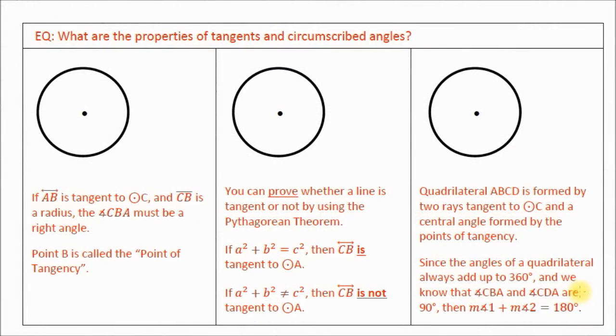Alright, this video is dealing with the properties of tangents and circumscribed angles. This is section 2 in your flipbook, bottom flap of section 2. Essential question: what are the properties of tangents and circumscribed angles? You have already dealt with some of the properties of tangents, so some of these will seem like they're repeating what you already know. We are going to deal with this thing called a circumscribed angle, and you'll see how that relates to tangents.